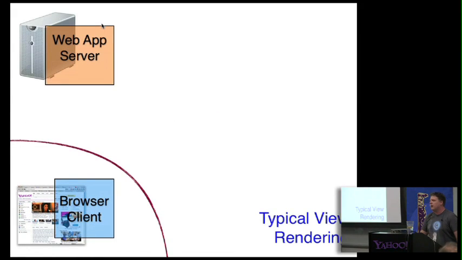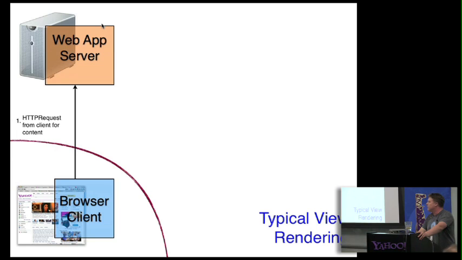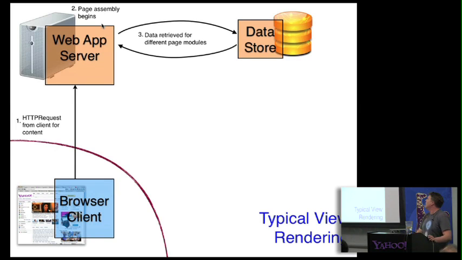The typical way that this was done in the past is pretty simple. There's a client that makes an HTTP request, and then there's some server that is in charge of putting that HTML together and sending it back to the client. There could be n number of data sources or data stores that this server might go query for data before it does its assembly.